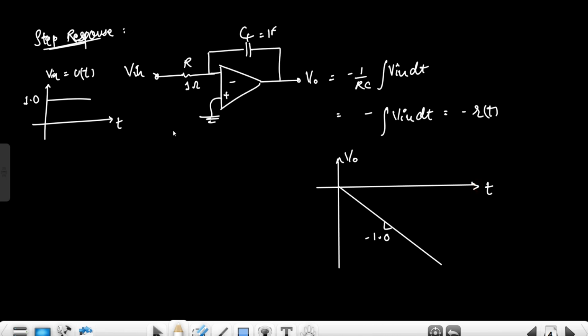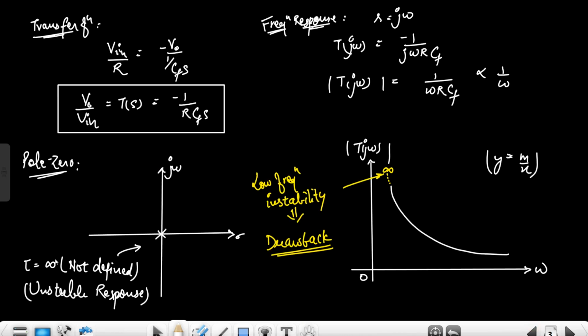Now I have a question here: what is the time constant of this circuit? It is RC, which equals 1 ohm into 1 farad, which is 1 second, right? So is it true that the time constant is 1 second here? Think about it. If your answer is 1 second, which can be the answer of most people, it is absolutely a wrong answer, because we have already discussed that the time constant is infinite from the pole zero plot also.